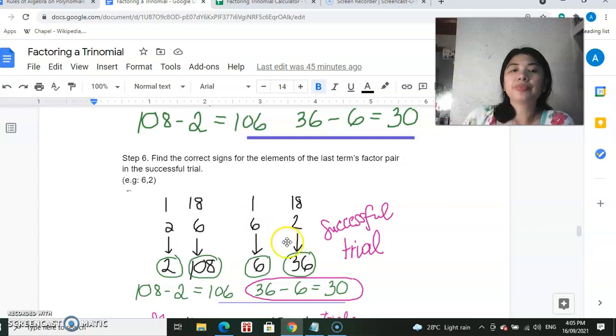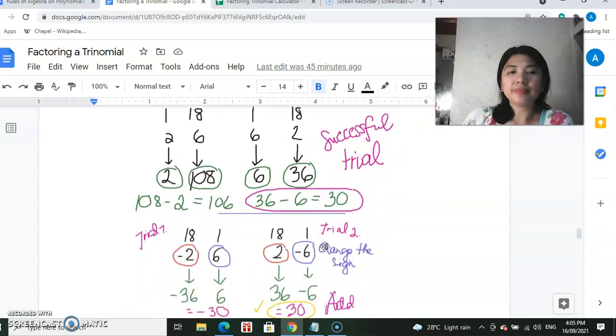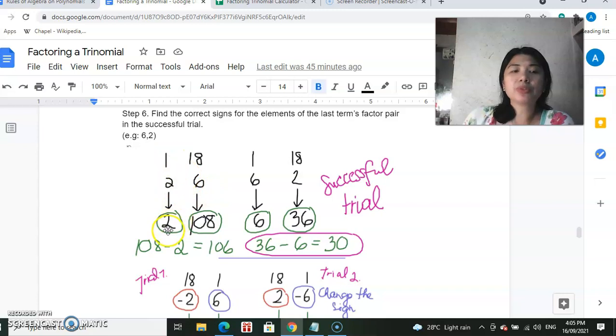Okay, so why? Because 1 times 2, for the trial A here, 1 times 2 is 2, and then 18 times 6 is 108. Yeah, 108 minus 2 is 106. Okay, so sa successful trial, 1 times 6 is 6, and then 18 times 2 is 36. So 36 minus 6 is 30. Diba? So we got the coefficient of the middle term.